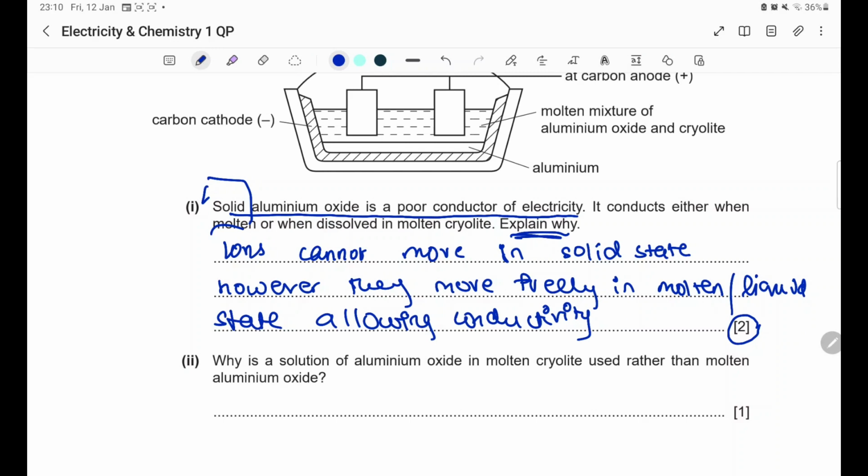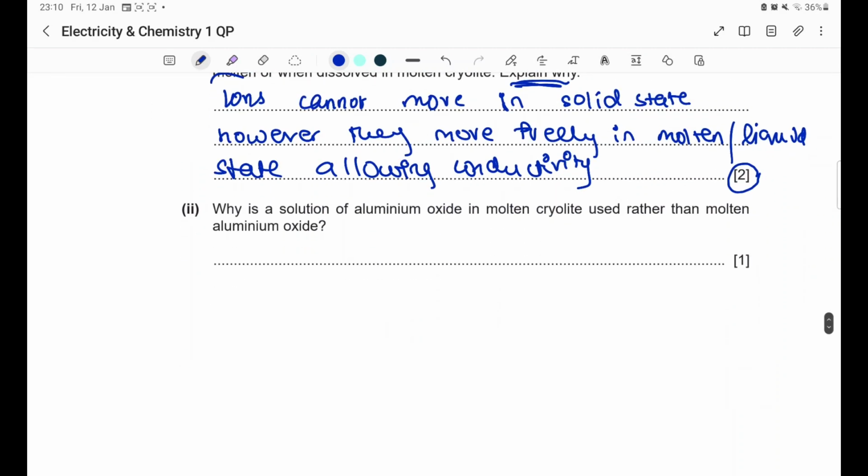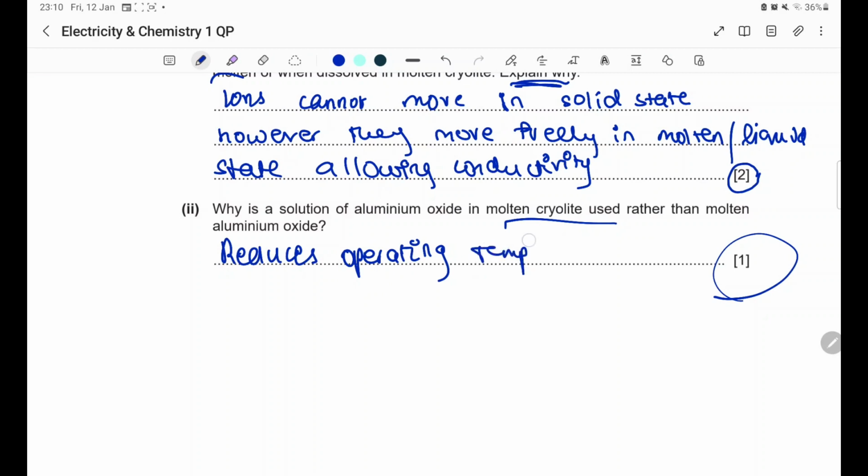Why is a solution of aluminum oxide in molten cryolite used rather than molten aluminum oxide? Now that comes to the benefits of molten cryolite, which I have already told you there are 2. This is only 1 mark. You can write either of them. You can either write that it reduces the operating temperature, or better conductor when dissolved in cryolite.